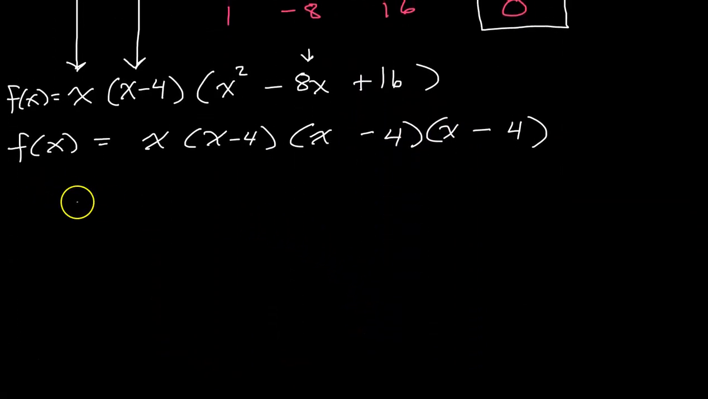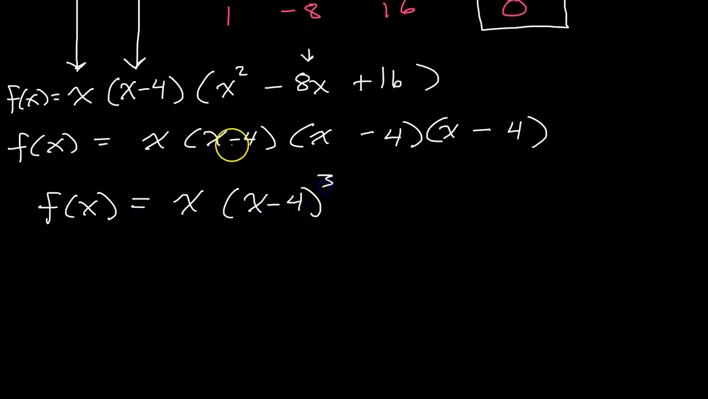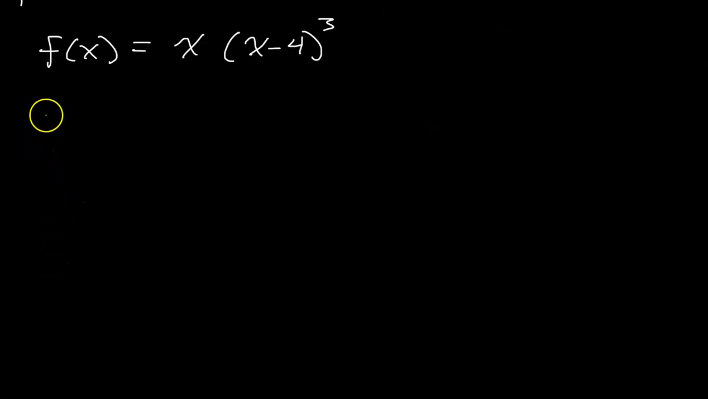Let's clean this up a little bit. So we can write f of x equals x times x minus 4 to the third power, because it's 3 of those. Now it is time for the first derivative test.